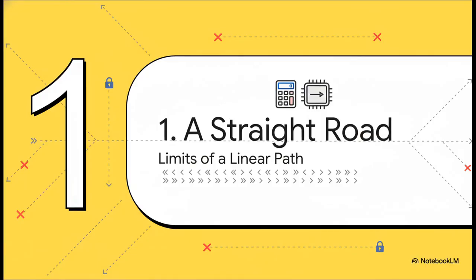Right, so let's start with this idea of a straight road. This is the most basic kind of logic. Without any way to make decisions, a program is just stuck. It's on this one, single, unchangeable path. It'll do the exact same thing every single time. Which, okay, might be fine for a super simple calculator, but for pretty much anything else, not so great.